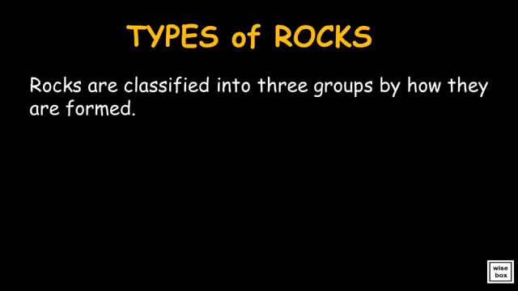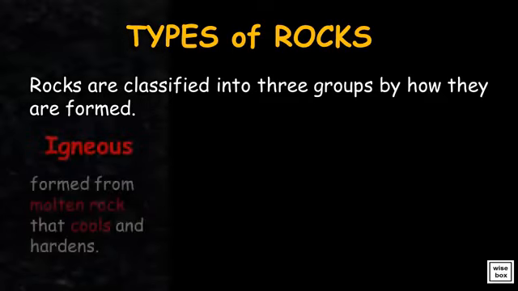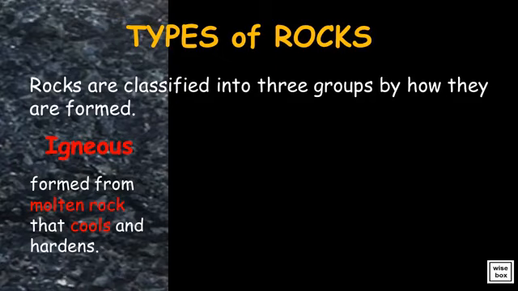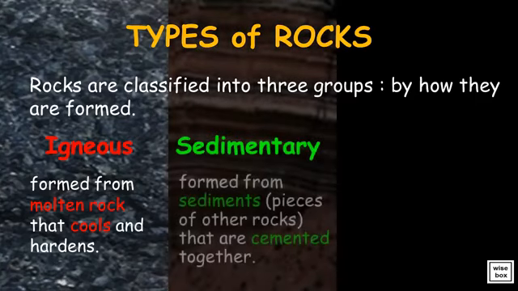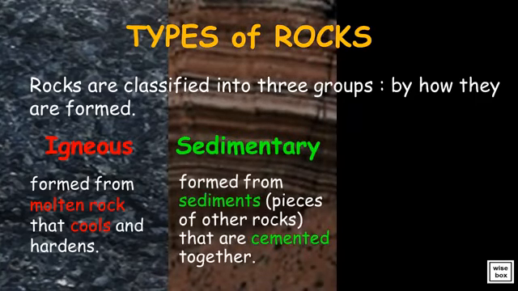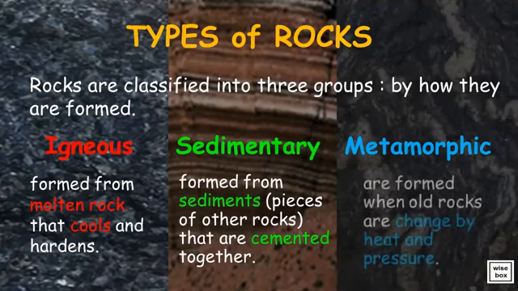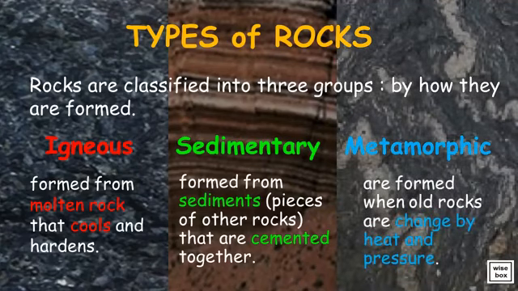Rocks are classified into three groups, by how they are formed. Igneous rocks, formed from molten rock that cools and hardens. Sedimentary rocks, formed from sediments, or pieces of other rocks, that are cemented together. Metamorphic rocks are formed when old rocks are changed by heat and pressure.